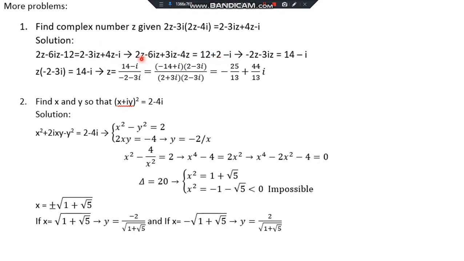So now you have 2z minus 4z is minus 2z, minus 6iz plus 3iz minus 3iz, equal to 14 minus i. You put z in factor and divide. Here the coefficient is negative, so you put the opposite: minus (14 plus i) over (2 plus 3i), and you multiply by the conjugate, and you have the number.